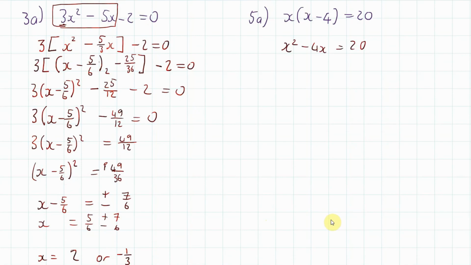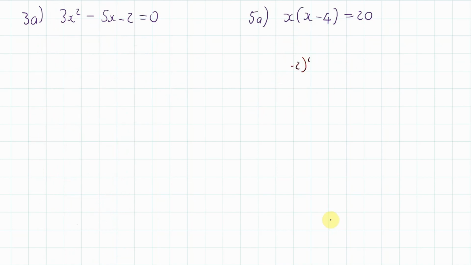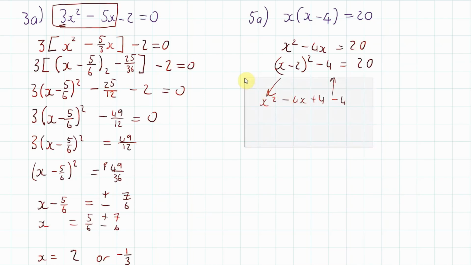Okay, then I'd complete the square on the left-hand side, which is like this. Now let's just quickly check. When we expand it, it's x squared minus 4x plus 4. And if we take away 4 there, that will give us this, which is what we want here. So that's just a refresher on the old completing the square.